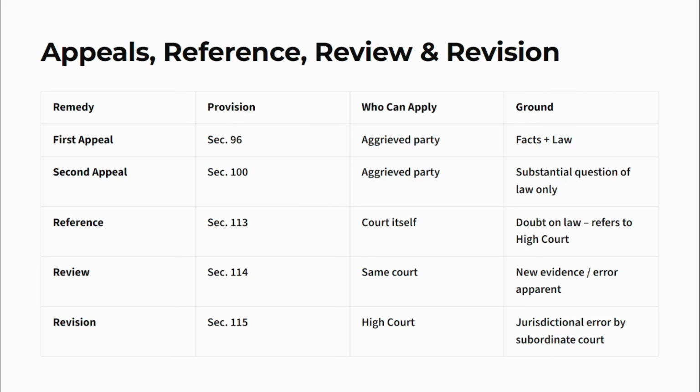Then revision, section 115: the high court checks if a lower court made a mistake about jurisdiction, that is, the power to decide.